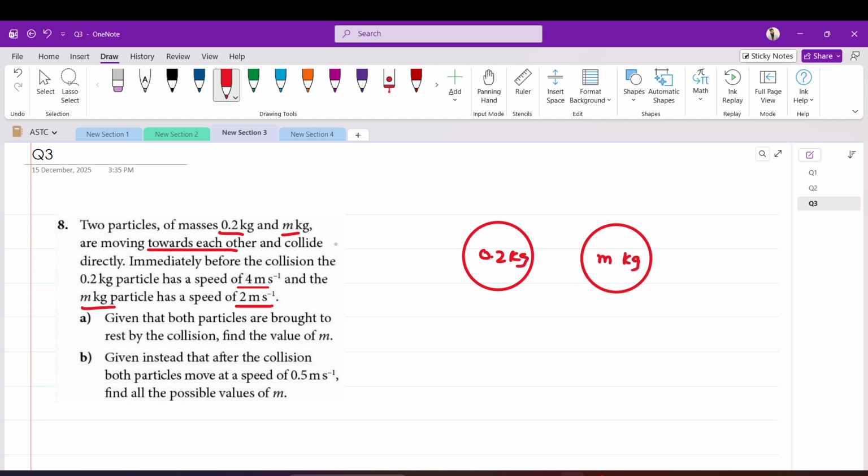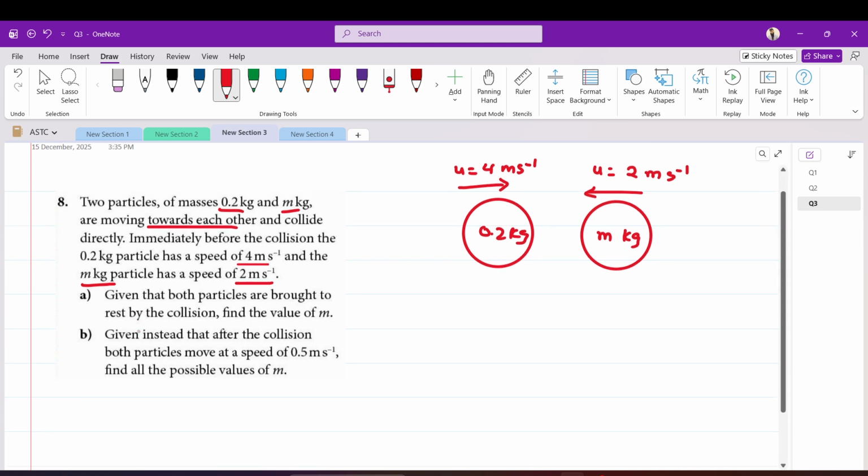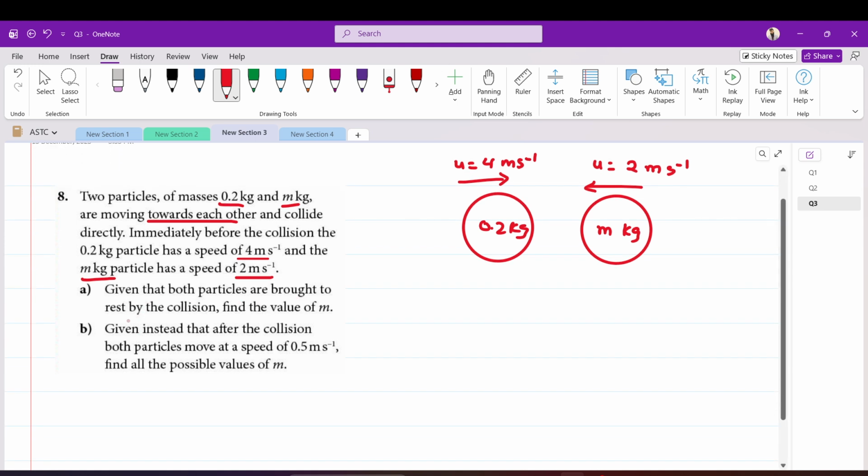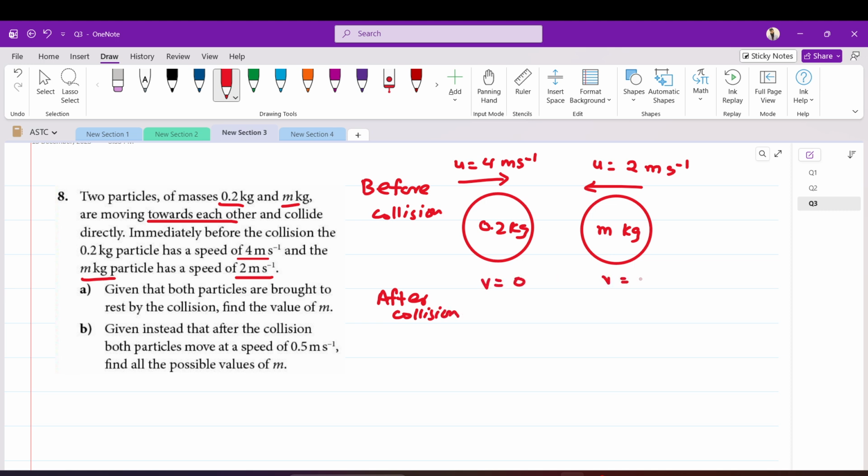So we don't know the mass of the second particle. They are moving towards each other. Then the speed of the 0.2 kg particle is 4 meters per second and the speed of the m kg particle is 2 meters per second. Then it says in part A, given that both particles are brought to rest by the collision, find the value of m. Okay, so this is before collision. And if both the particles are brought to rest, that means that after collision, their final velocities will be 0.